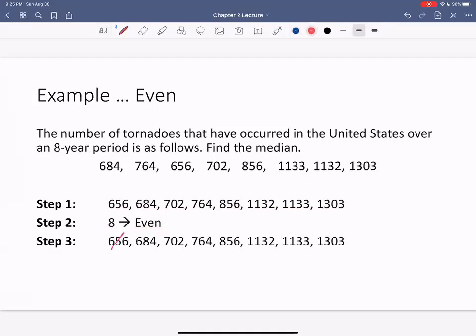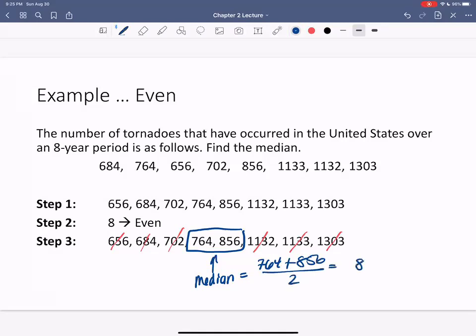And then what I do is I say, okay, well, what are my 2 middle pieces of data? We can cross off like we did before. Cross off 1 and 1, 1 and 1, 1 and 1. And we're left with these 2 pieces. So those 2 middle pieces, what you need to do next is find the average of them. In between here is where the median lies. That's how to find the median. We say 764 plus 856 divided by 2 to find the average. This gives you 810. This is your median of this data set.